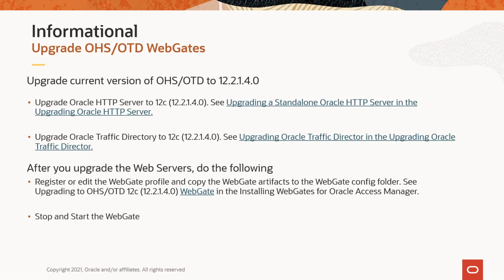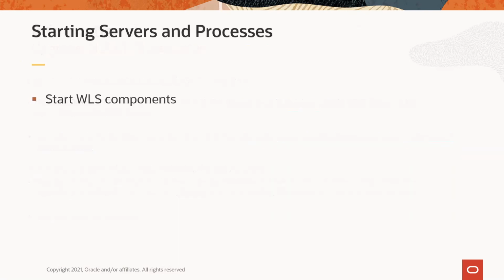After you upgrade the web server, edit the WebGate profile and copy the WebGate artifacts to the WebGate config folder. See upgrading to OHS/OTD 12.2.1.4 WebGate in Installing WebGates for Oracle Access Manager. Then start the WebGates. Now that the installation is finished and the JDK for the domain home is upgraded, we can go ahead and start the WebLogic components: admin, managed, and node manager if applicable.